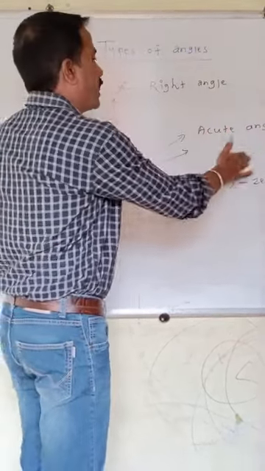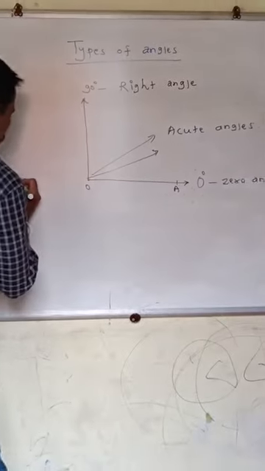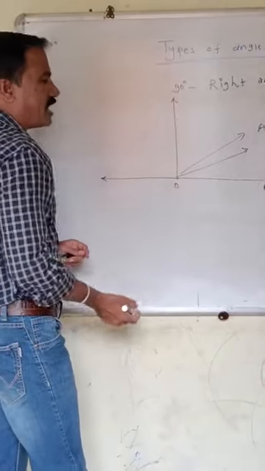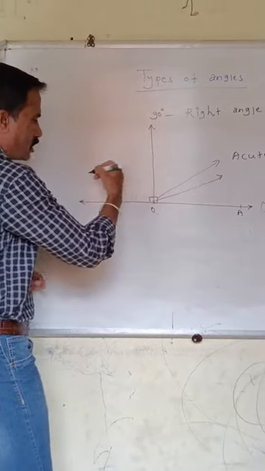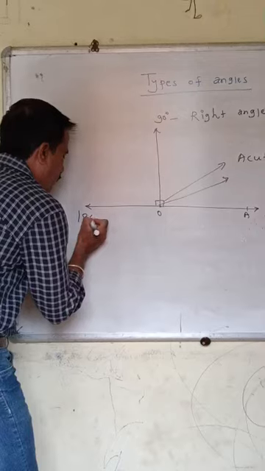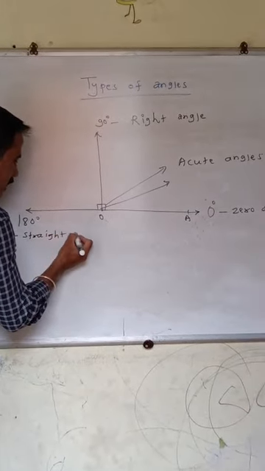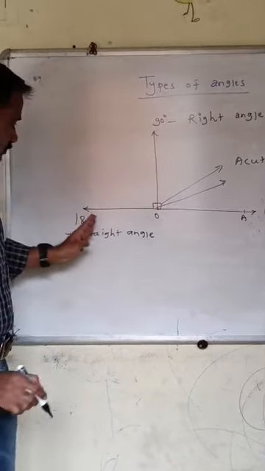If ray OA further rotates in anticlockwise direction and takes this position, now this is called a straight angle. This is a right angle, and this is a right angle. Therefore measure of straight angle is 90 plus 90, 180. This angle is called straight angle because this makes a straight line.